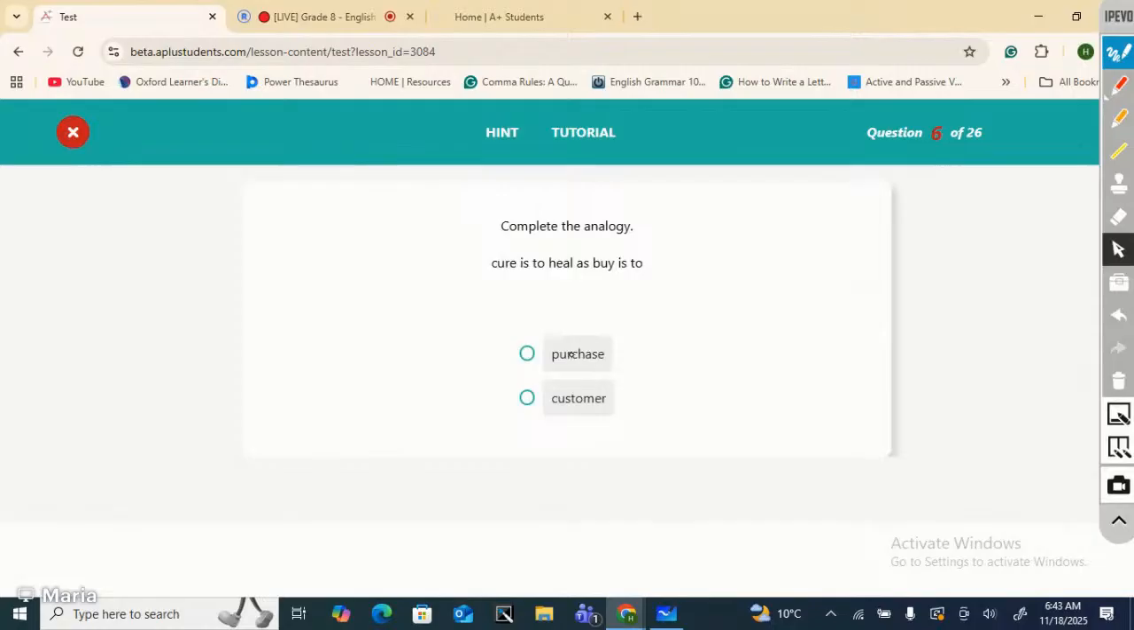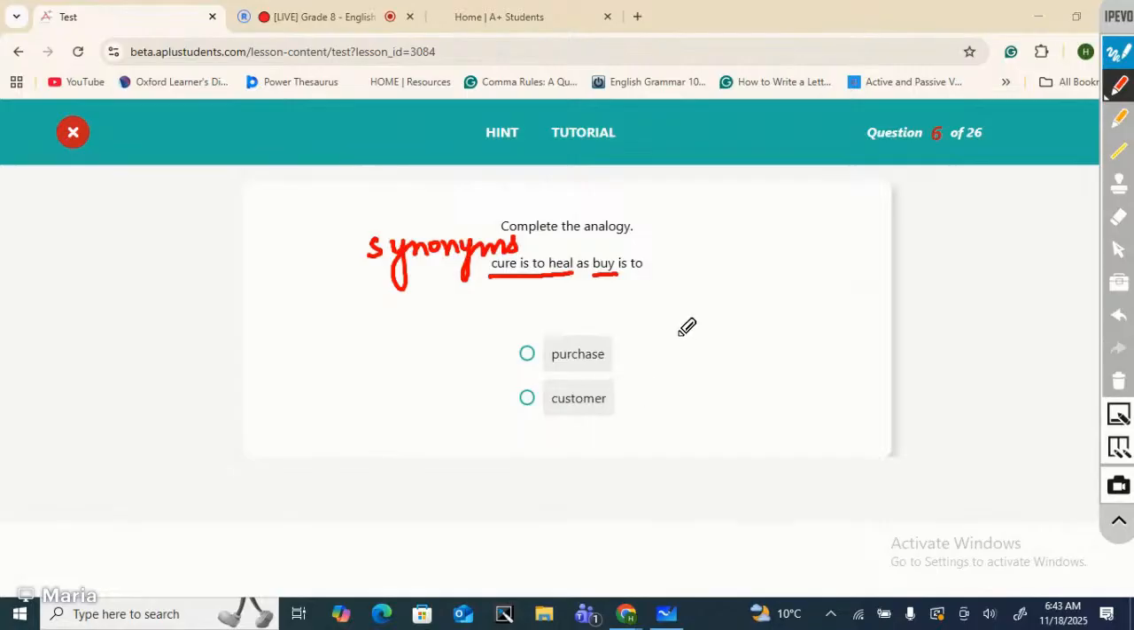Cure is to heal, as buy is to what? Cure and heal. What kind of relationship does this pair of words have? Synonyms, right? Cure is to heal. They are synonyms. What is the synonym of buy, purchase, or customer?